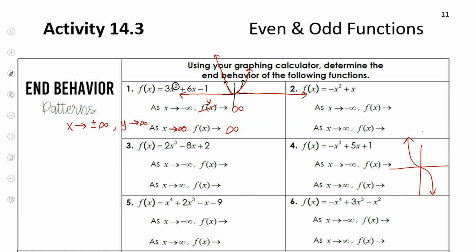Okay, so let's talk about the end behavior. Follow my pen. Let me do a different color. As my x values go towards negative infinity, we're going this way. What's happening to the graph? It's going up. It increases on this side, so we'll put infinity here.